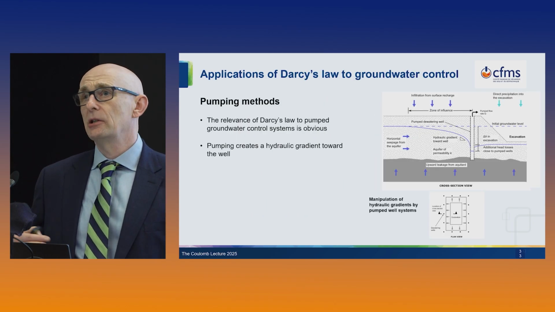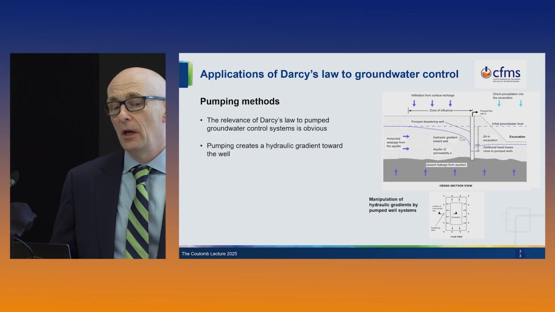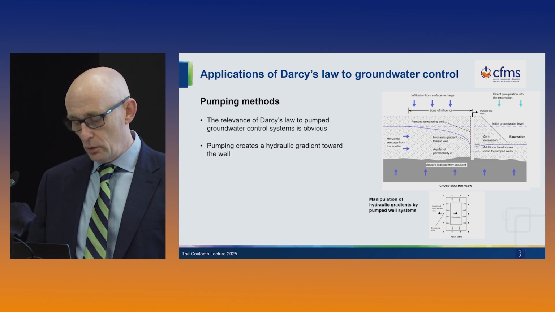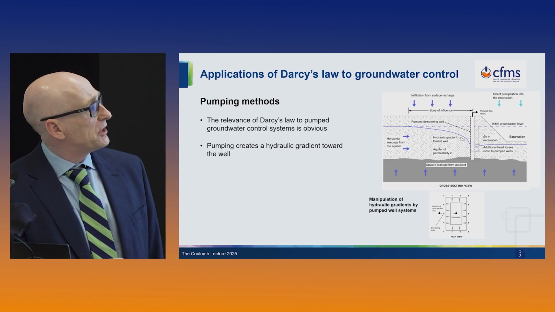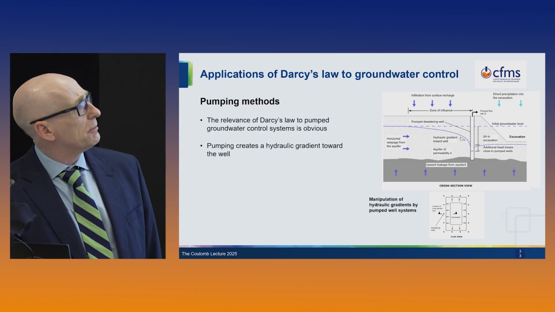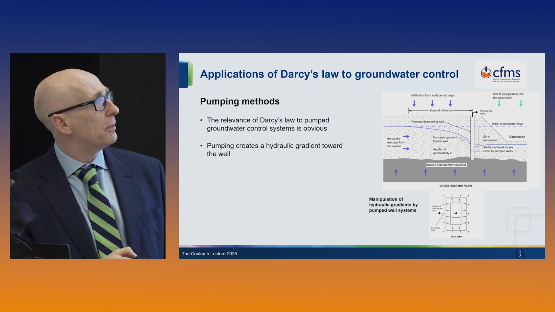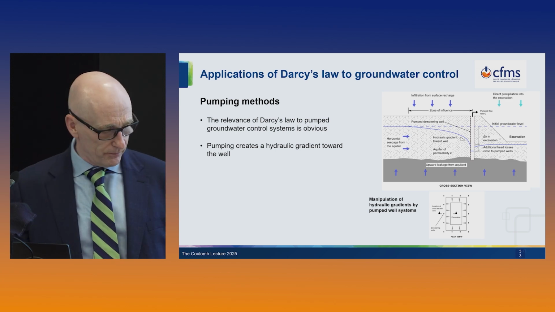So how does Darcy's law relate to the various methods I've discussed? For pumping methods, I think it's pretty intuitive and obvious how Darcy's law works. We've got an excavation down here in plan view with a ring of wells around it. This is a cross section. So here we have a well, we're going to pump on it, so we create our delta H, we lower the groundwater level there, and the groundwater is then going to flow towards it in response to the hydraulic gradient.